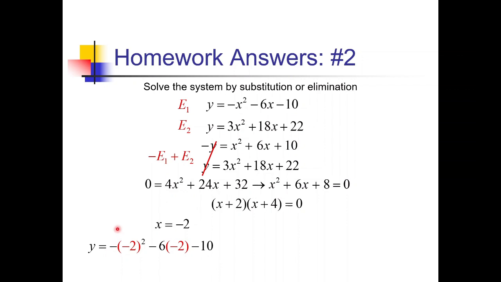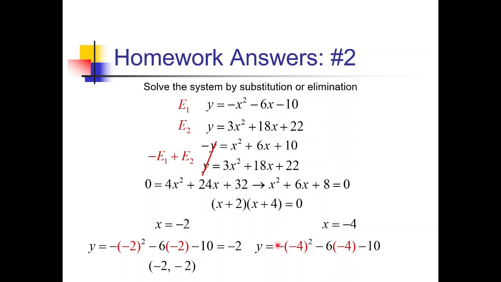This is negative 4 plus 12 is going to give me 8, minus 10 is going to give me negative 2. So negative 2 comma negative 2 is our answer for that one. That's kind of cute. Now the other branch here, if I set x plus 4 equal to 0 and solve that, we're going to have x equals negative 4.